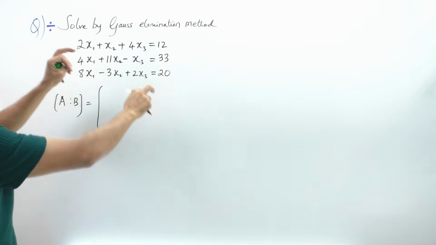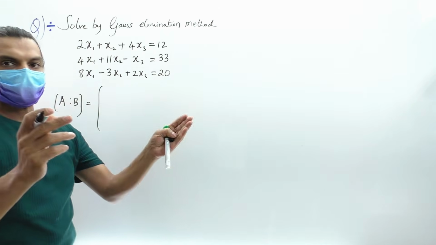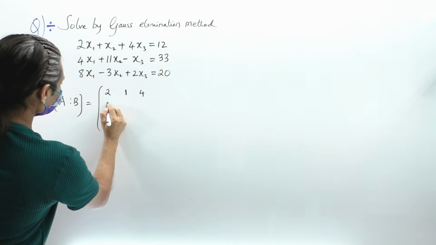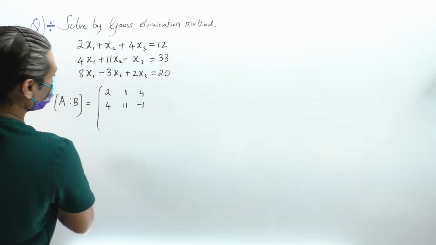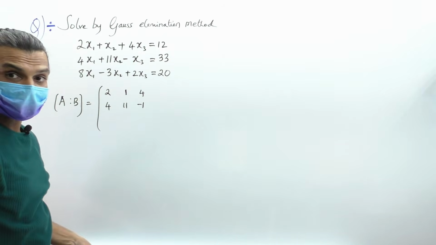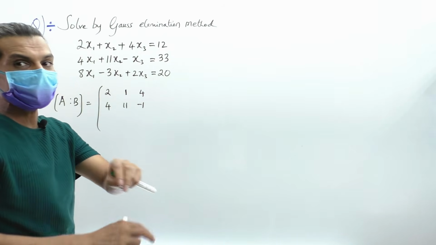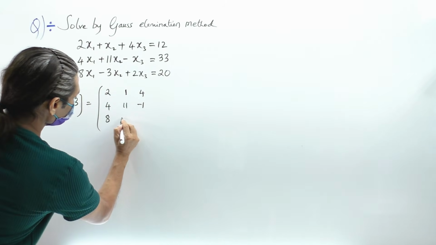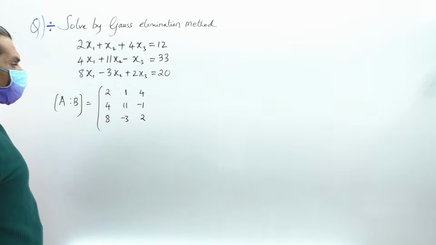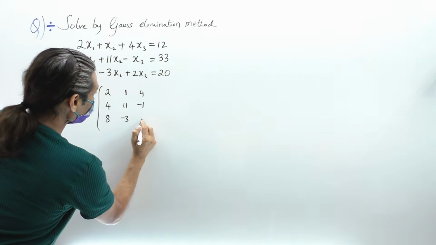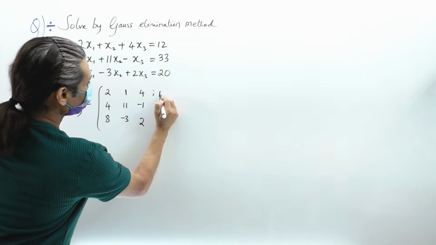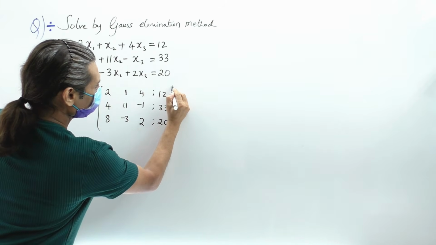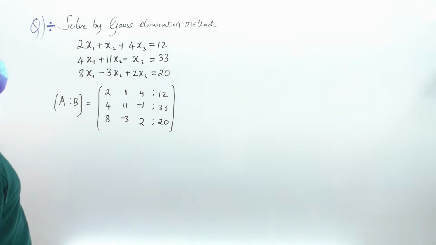First, all the coefficients of x1, x2, x3 comprise the matrix A here. So we have 2, 1, 4 and 4, 11 and minus 1. Be careful while taking down this matrix from here. If you miss any sign or any numerical value, then you will get some answer, but that will be wrong. So 8, be careful here, 8, minus 3 and 2. Now the augmented matrix is nothing but you add the constants to it, semicolon, 12, then we have 33 and we have 20. So we have the augmented matrix [A; B] here.